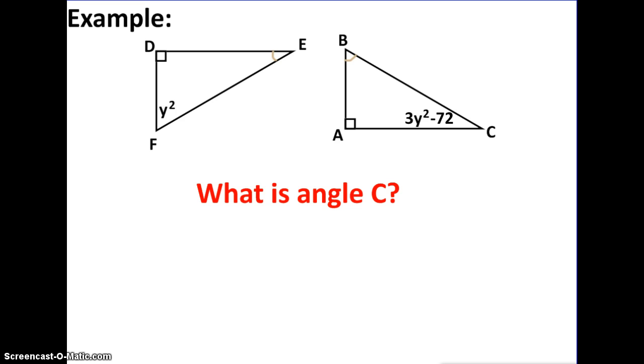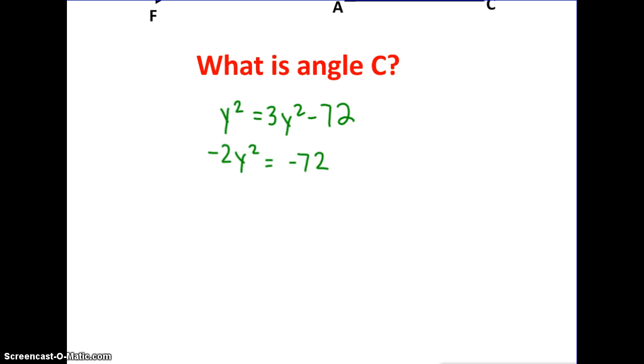Now this is easy to see because they look like reflections of each other, but what happens when I have to rotate something? Okay, notice angle B is congruent to angle E again, D is congruent to angle A, which means that F is congruent to angle C. So I need to set y squared equal to 3y squared minus 72. Okay, we can subtract 3y squared, and I get negative 2y squared equals negative 72. Okay, slide down a little bit.